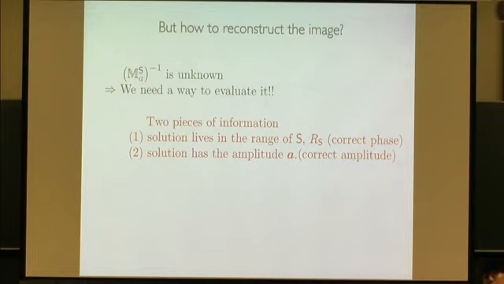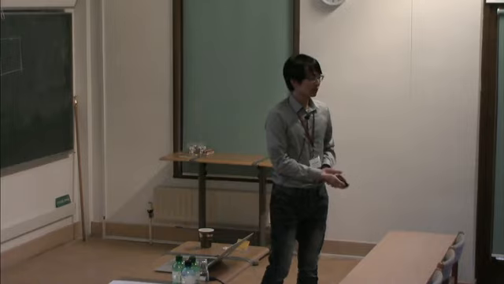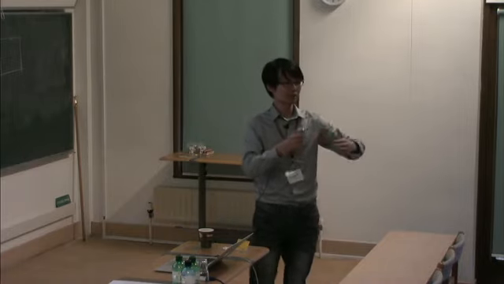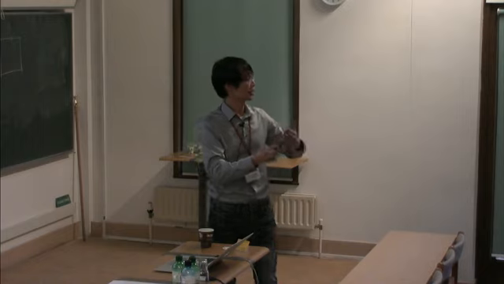If we trace the problem, the first part is that the solution always lives in the range of S, which I denoted as RS. It has a correct phase. Second part is the solution has the amplitude A. Sure, because we take the absolute value, we get A, so we must have amplitude A. It's the correct amplitude. So somehow we want to take these two pieces of information into account.